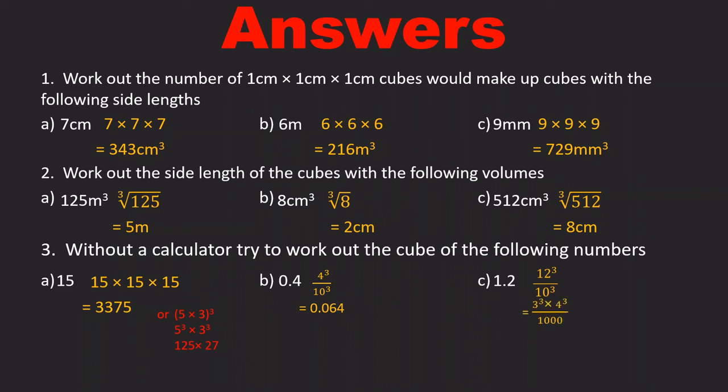If you had trouble working out what 12 cubed is, 12 is the same as 3 times 4, so 3 cubed times 4 cubed. Well, 10 cubed should be easy for us. 3 cubed is 27, 4 cubed is 64. However you worked it out, you should have the answer of 1.728.